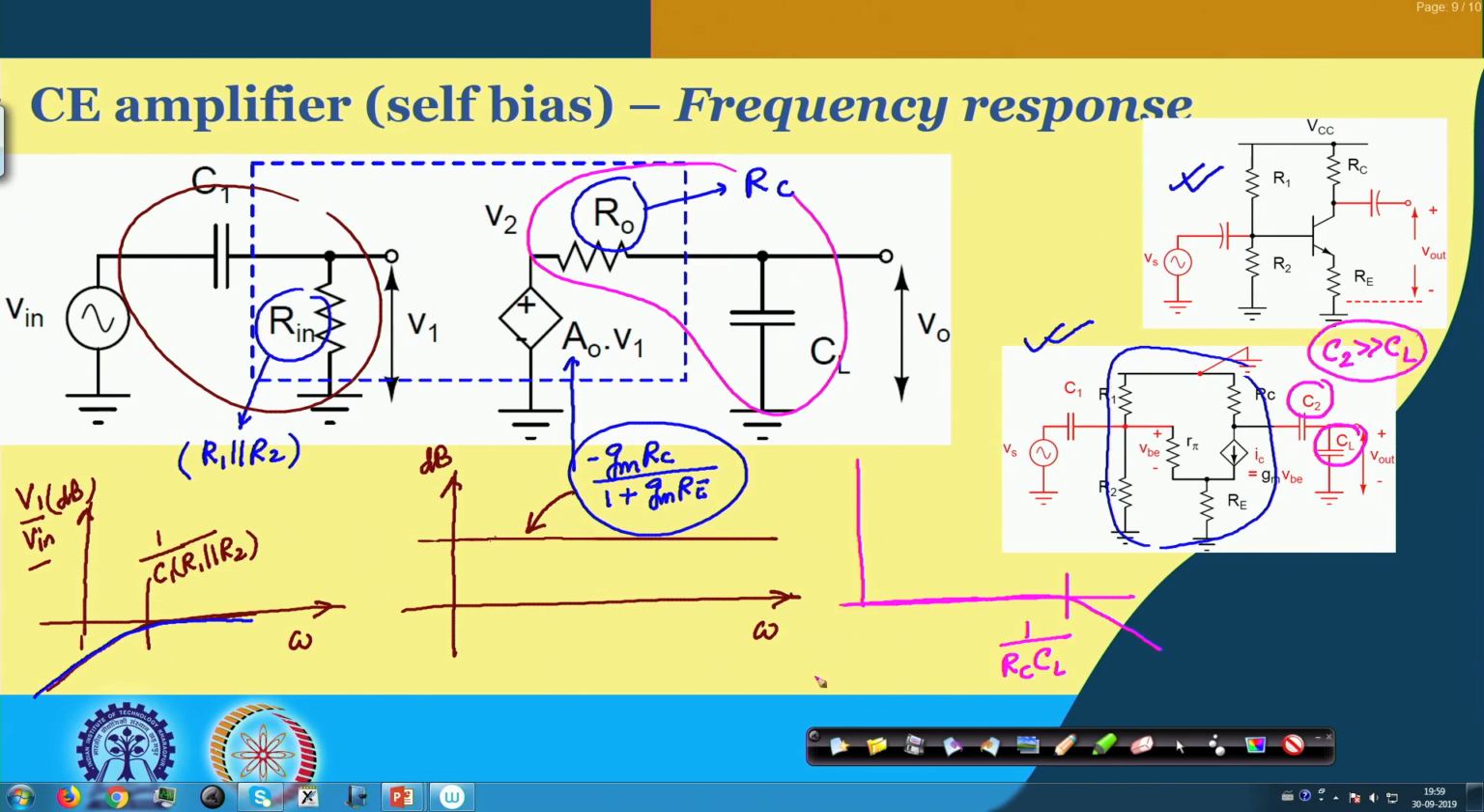So, if I combine now these three graphs together, the frequency response we get will be something like this.